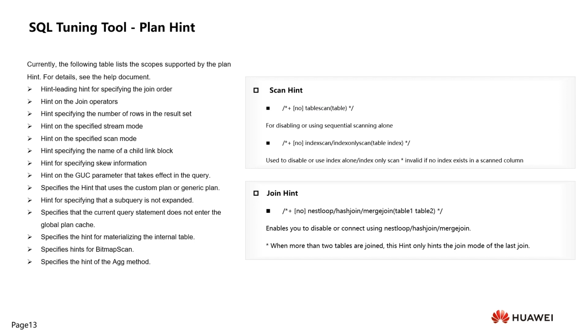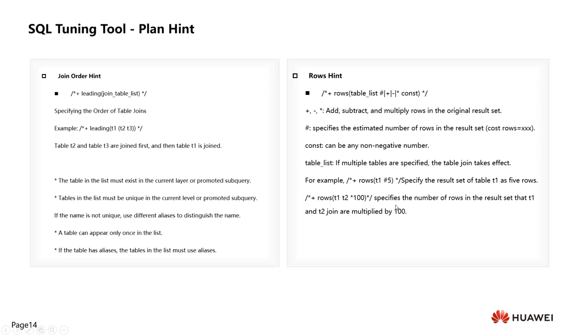We could enable or disable the table scan and index scan by writing our hint in this format. And in the bottom, we could enable or disable certain join operators by specifying the join hint and the tables. Here we give some more examples.